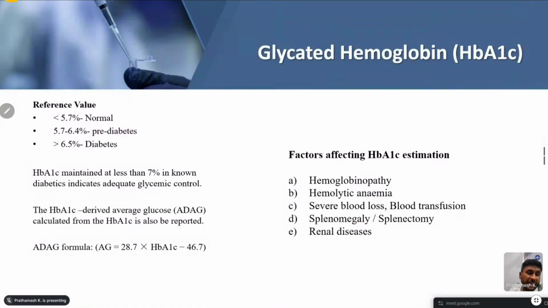Reference value मैंने already बोल दी है. From you might be aware about estimated average glucose या derived glucose. वो ये formula से बनता है. From HbA1c you can actually go for an estimated average glucose.